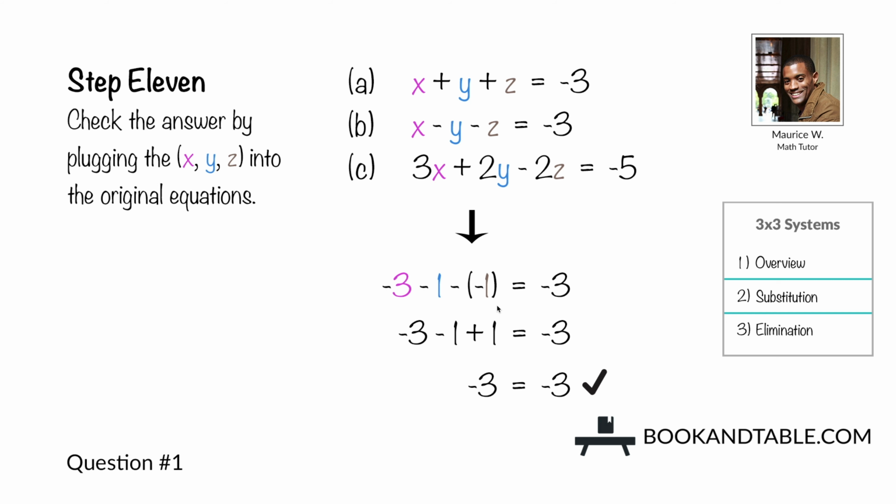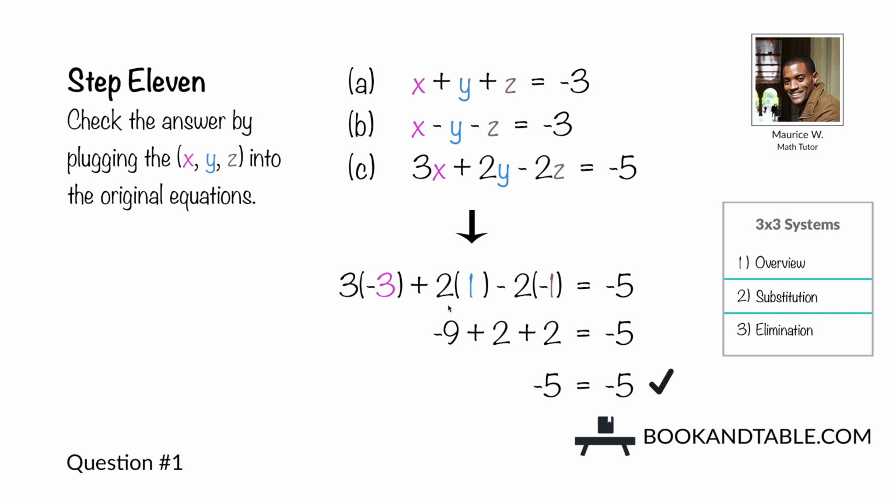And for equation C, we get 3 times -3, which is -9. 2 times 1 is +2. And -2 times -1 is +2. -9 plus 2 is -7. -7 plus 2 is -5, giving us the true statement, -5 is equal to -5, confirming that we found the correct values for x, y, and z. So the solution to this system is the point where x is -3, y is +1, and z is -1.